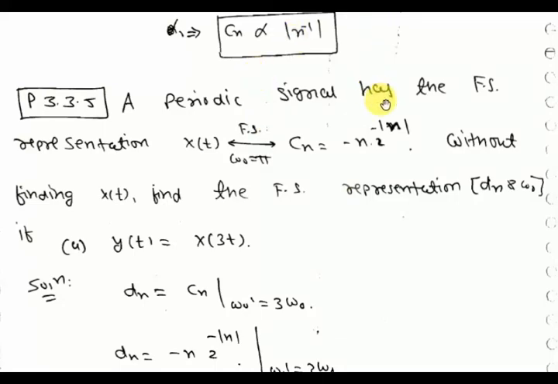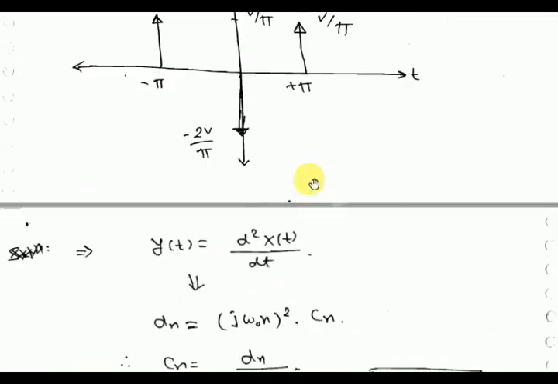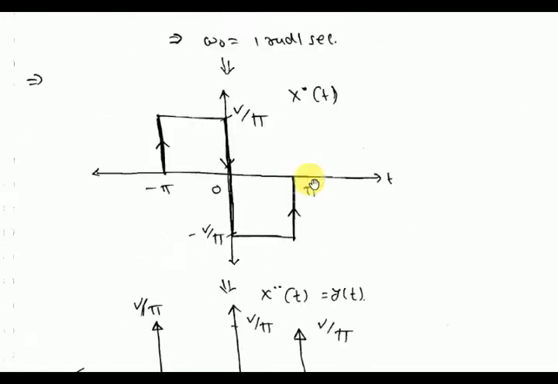A periodic signal has the Fourier series representation of this. Without finding x of t, find the Fourier series representation of T and omega naught. Okay, we will solve this problem in the next lecture. You see this problem in detail once.